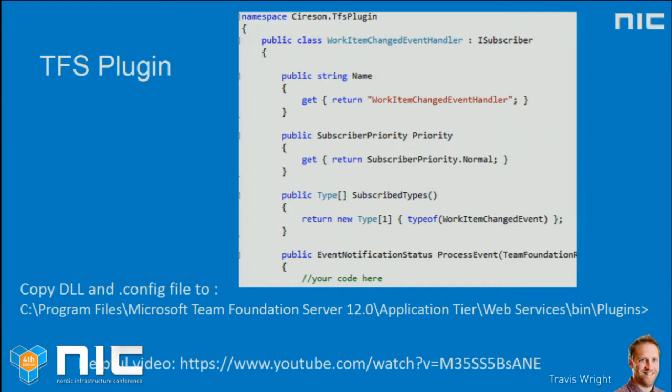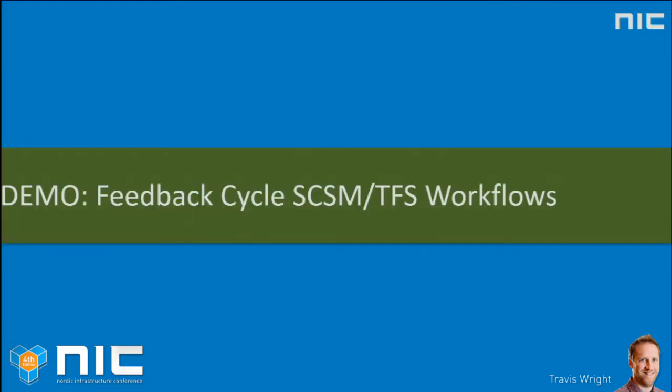So to do this, we created a TFS plugin, and you can see the beginnings of the code here, where we just instantiate a new subscriber and define the code that we want to execute inside of there. When you compile a TFS DLL, then you just copy that DLL into this plugins directory here. And if you want, there's a helpful video here that I've linked to that you can get more information on how to do this. So now let's see a demo of this working end to end.